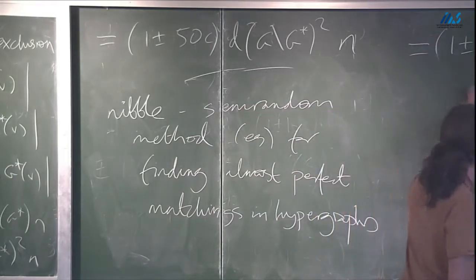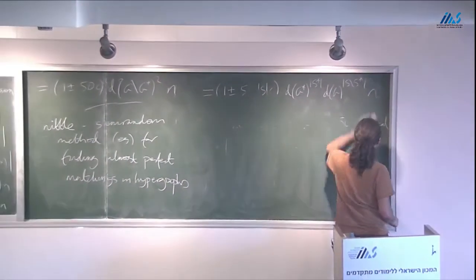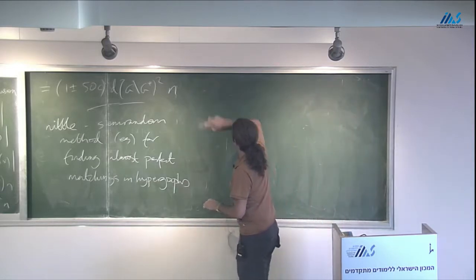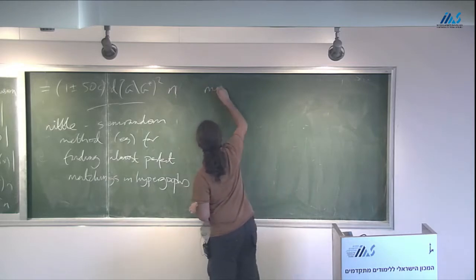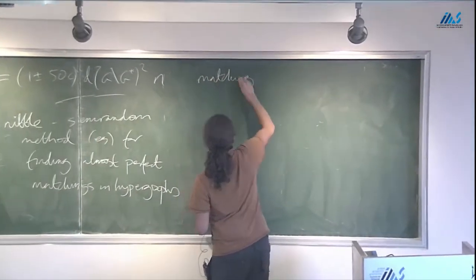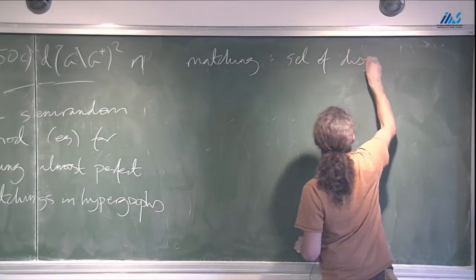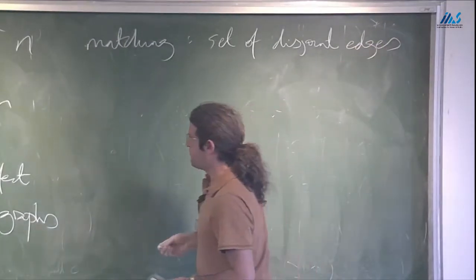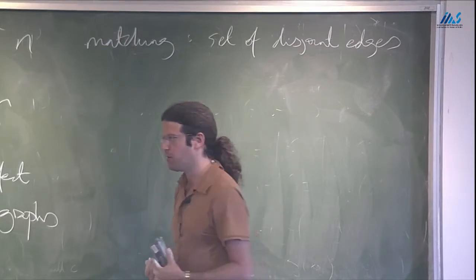Maybe just a few words of definitions about what I mean by this. Just as in graphs, a matching in a hypergraph is a set of disjoint edges. A perfect matching is a matching that covers all of the vertices. So almost perfect is covering almost all the vertices.